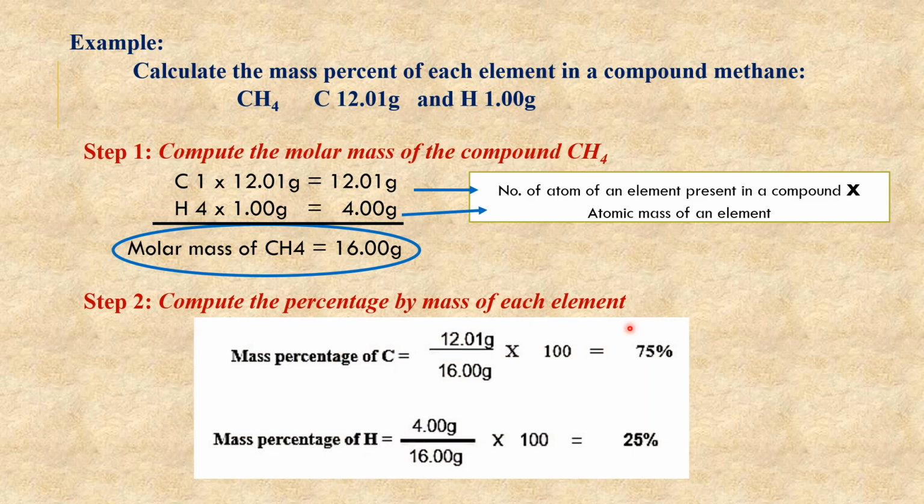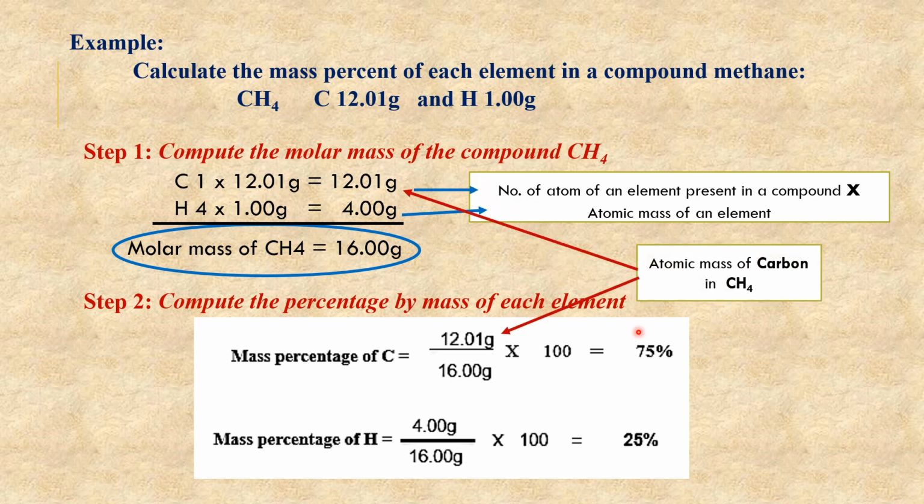For the mass percentage of carbon, we have 12.01 grams divided by 16 grams, then multiplied by 100 to get the percentage. So we have the percentage of carbon as 75%. Where did we get that? From the atomic mass of carbon divided by the molar mass. Second, for the hydrogen, we have 4 grams divided by 16 times 100, we have 25%.